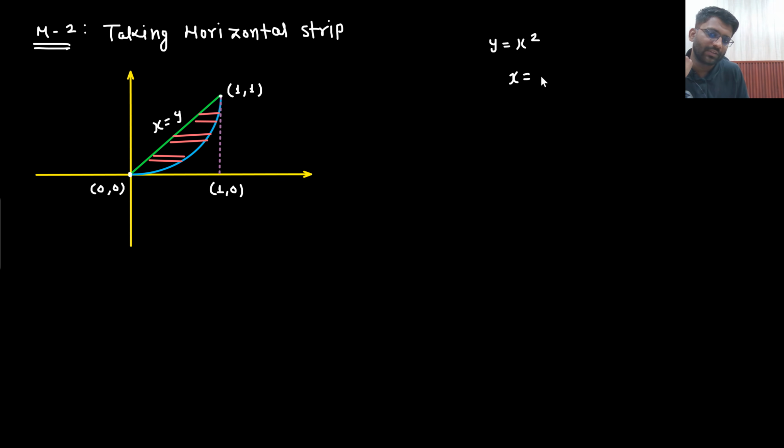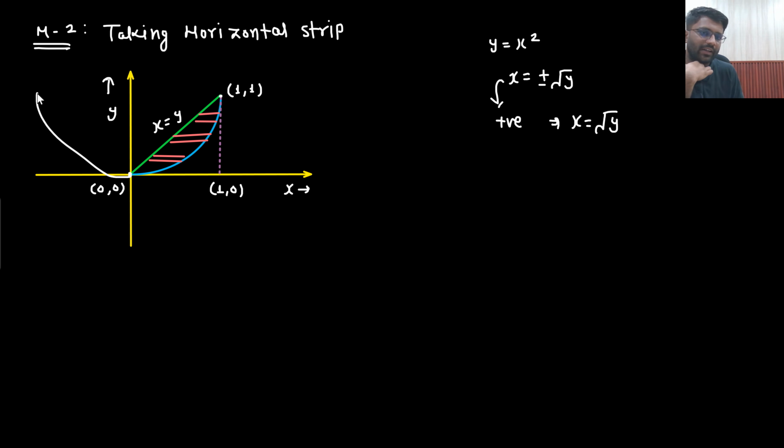So what is the value of x? Someone would say, sir, x would be equal to plus minus under root y. But here the positive value is there, no? In this region, x is positive. So what do I need to take? X equals under root y. X will be negative here, so I would have taken x equals minus under root y. But here x is positive, so I will have to take x equals plus under root y. Understandable? So x is always going from y to under root y. Once I have taken the limit of x, x is going from y to under root y.